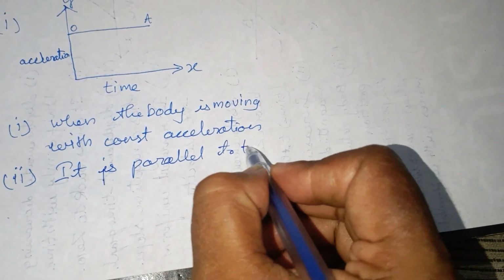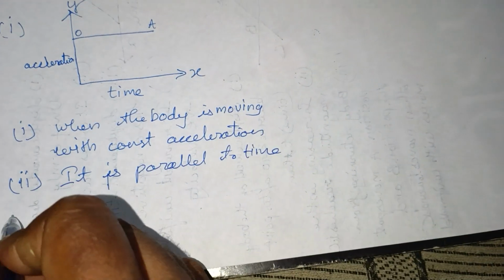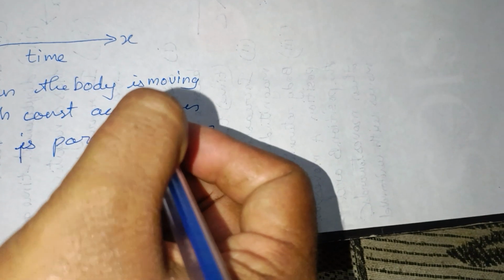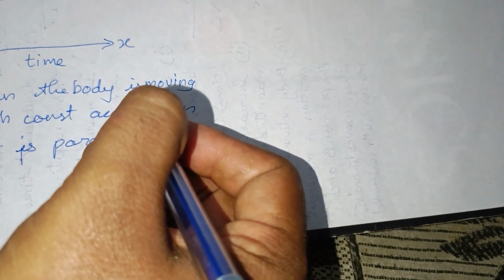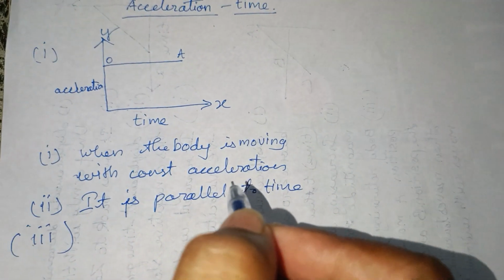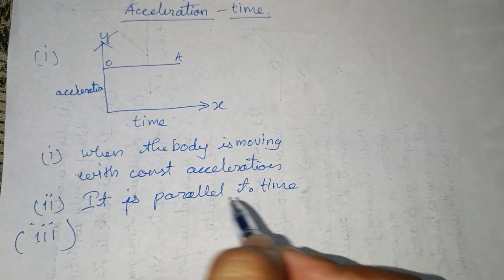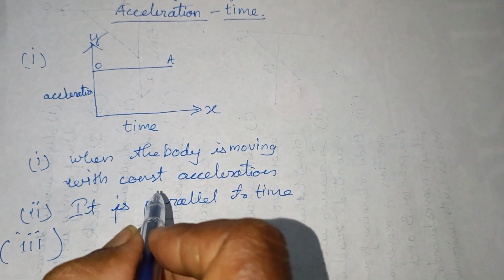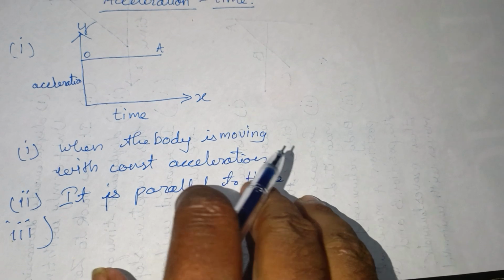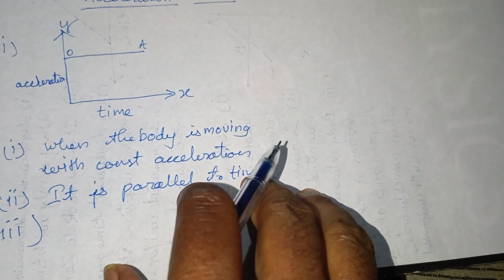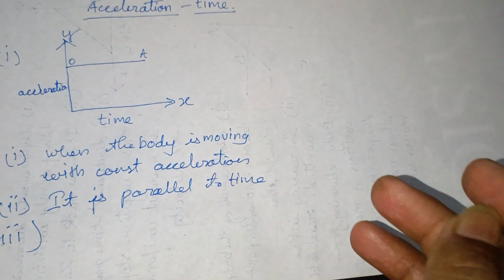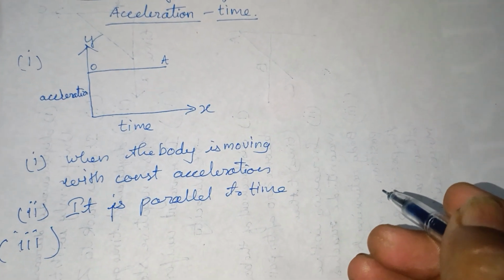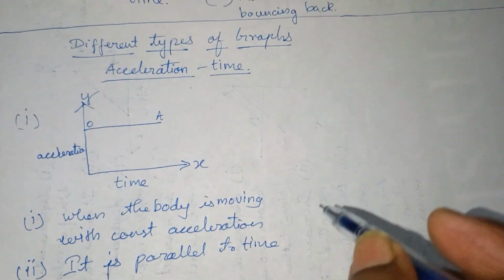If it is parallel to the time axis, then what will happen next? We can say that there is no change. Acceleration remains constant. It is parallel to the time axis.